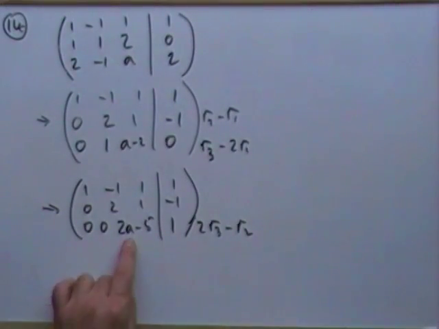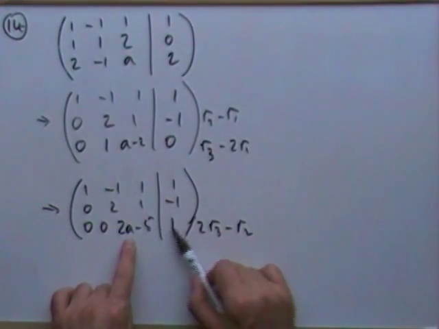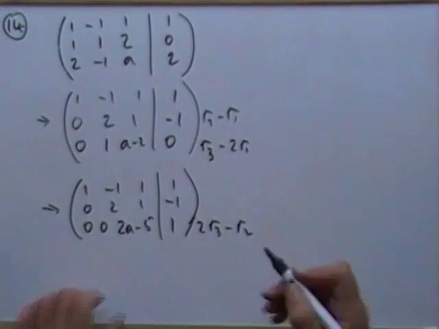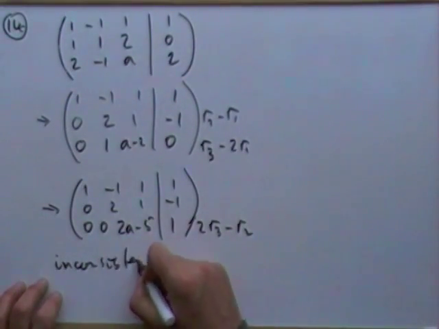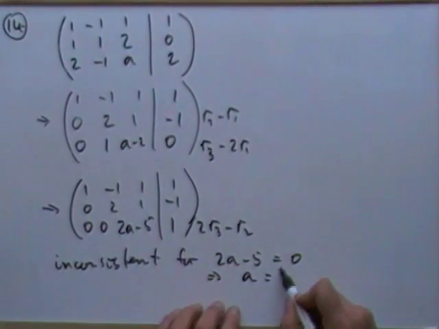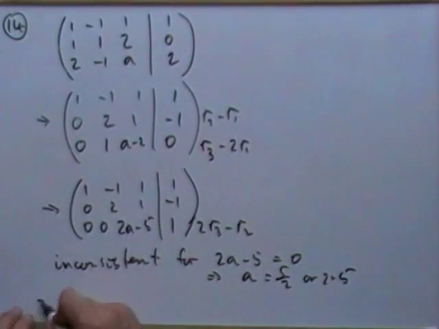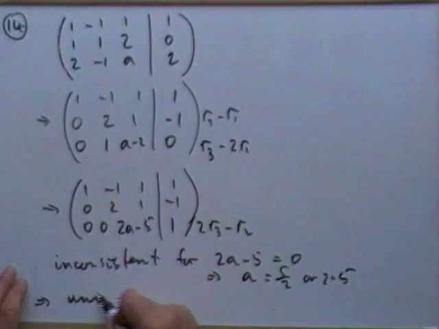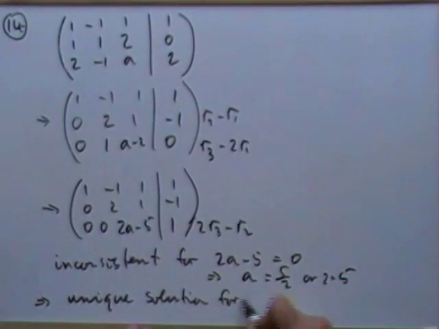Now, 2a minus 5 can't be 0 because you'd have 0 times something times z equals 1, so that would be inconsistent. So you would say the system would be inconsistent for 2a minus 5 equals 0. That would be a equal to 5 over 2, or 2.5. Or conversely, that means there would be a unique solution for a not equal to 2.5.